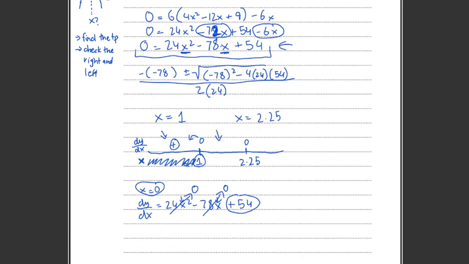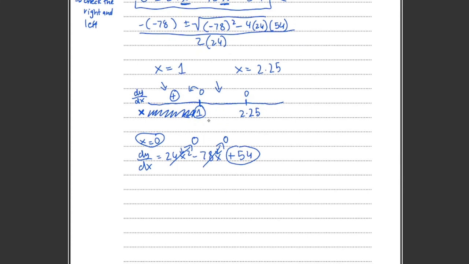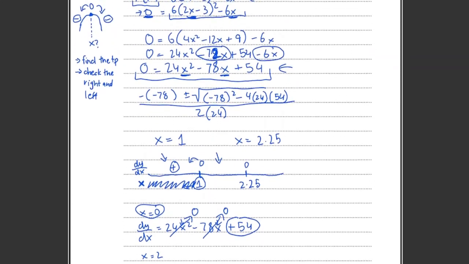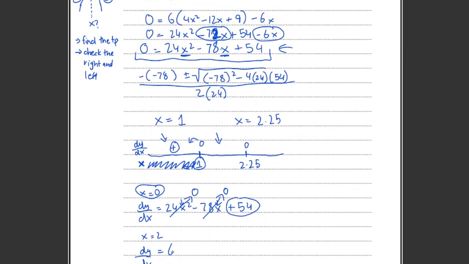Now let's check the second region. I can pick any value between 1 and 2.25. I'm just going to use 2, and so my gradient is dy over dx. This time I'm going to make use of the factorized form: 6(2x - 3) squared minus 6x.